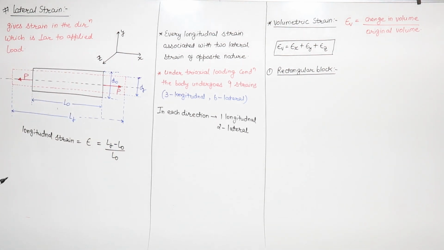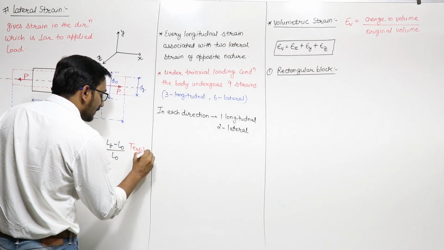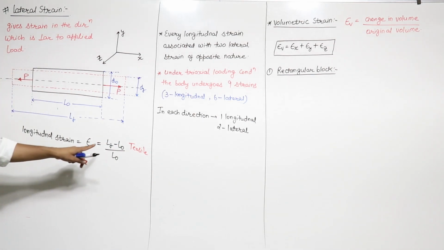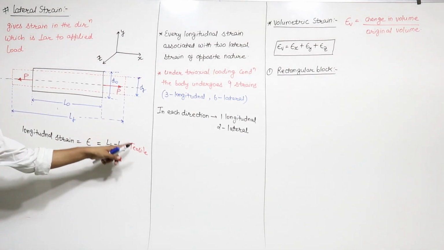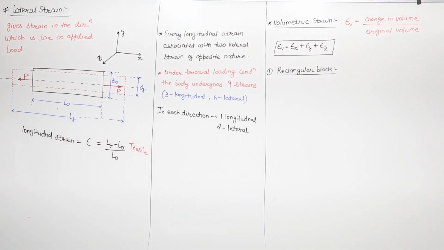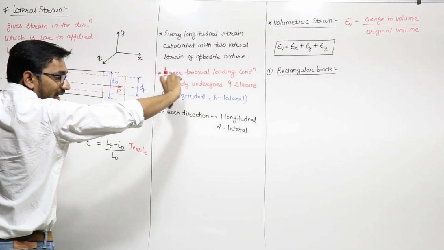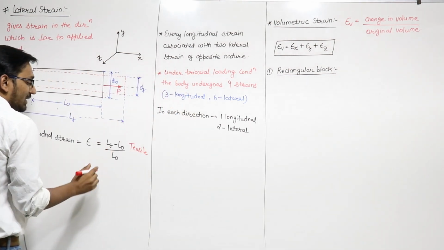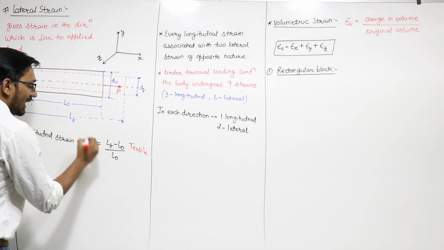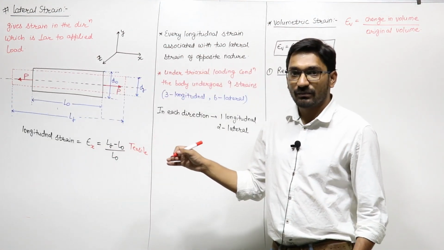This is the change in dimension upon original dimension, and this will be of tensile nature, right? Because it is a tensile load and this LF is more than L0, so this value is positive, so it will give us a tensile strain. And this strain is in X direction. The length is in X direction, so this is epsilon X, right? This is your epsilon X.